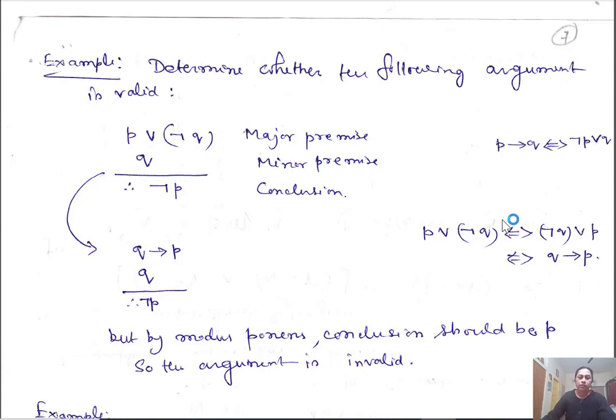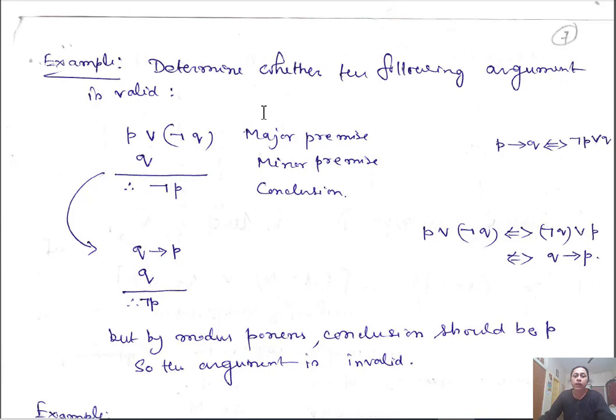Okay. Let us consider this example. Determine whether the following argument is valid. I didn't define the argument formally. An argument is essentially a sequence of propositions followed by a conclusion. Say I have some premises: this is a major premise, this is a minor premise, followed by a conclusion. So this whole thing is called an argument.